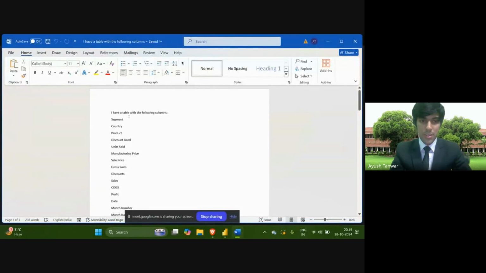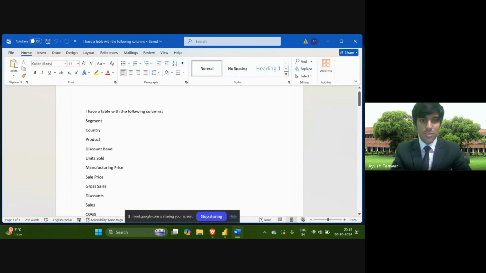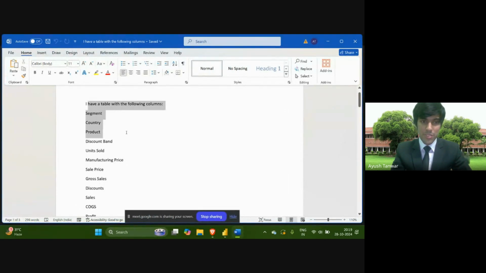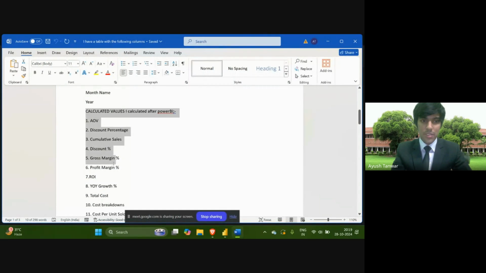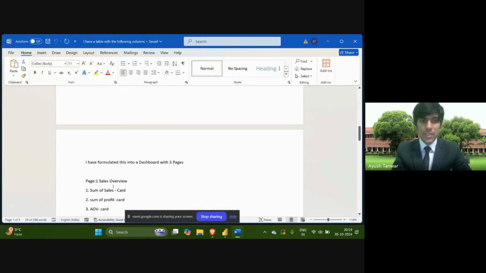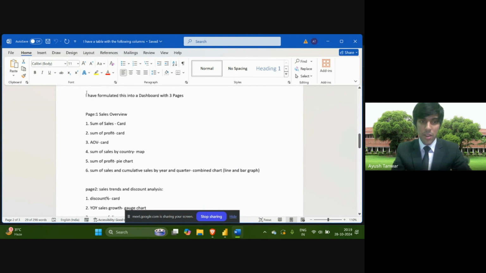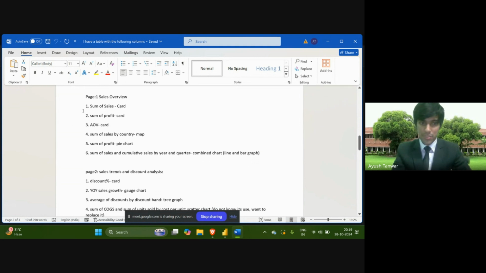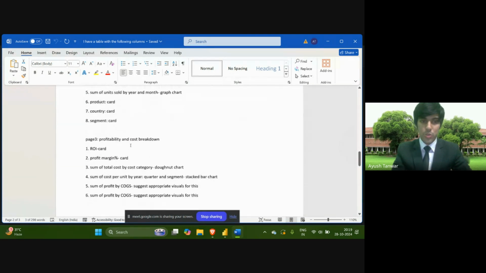This is one of the final prompts we gave to GPT. I had noted it down because it was such a big prompt. This was the table with the following columns, same prompt. These are the values that we have calculated. I told ChatGPT that I have formatted this into a dashboard with 3 pages. And then I gave it the dashboard summary, page by page. Page 1 is this with these metrics and these visuals. And then page 2 and page 3.